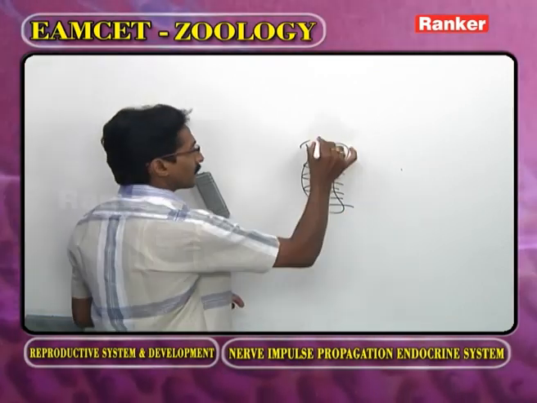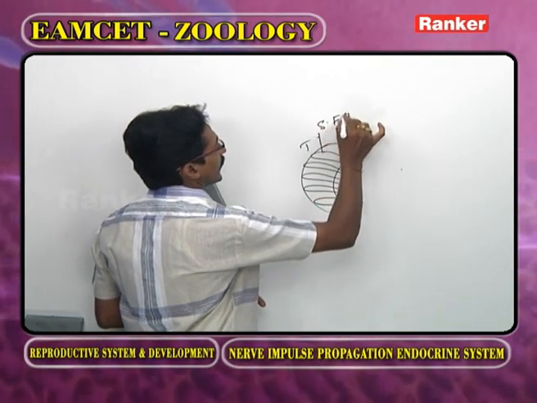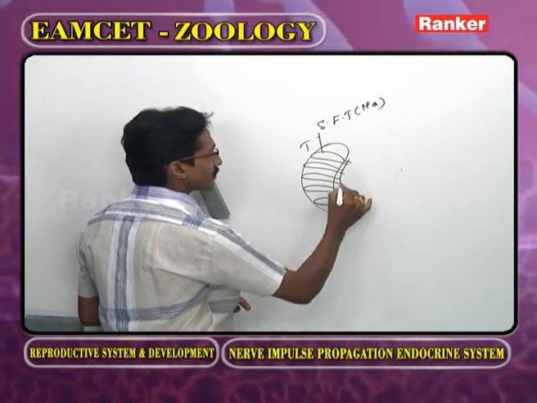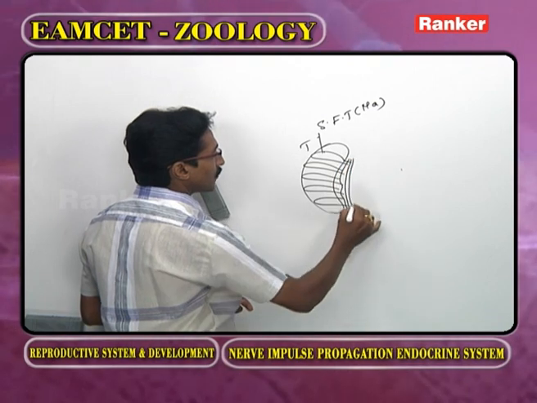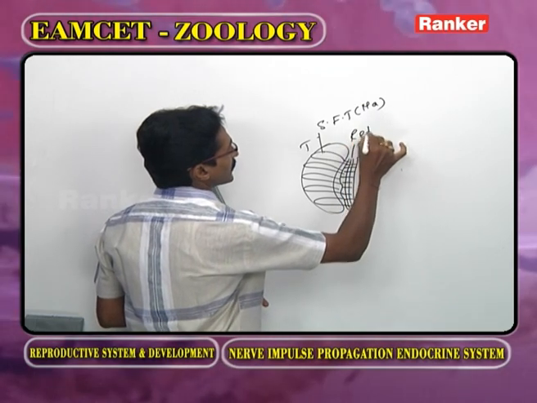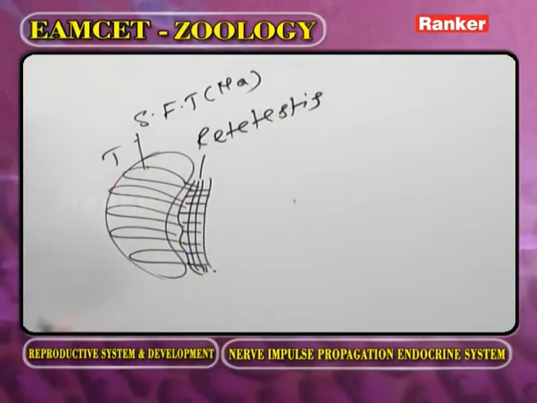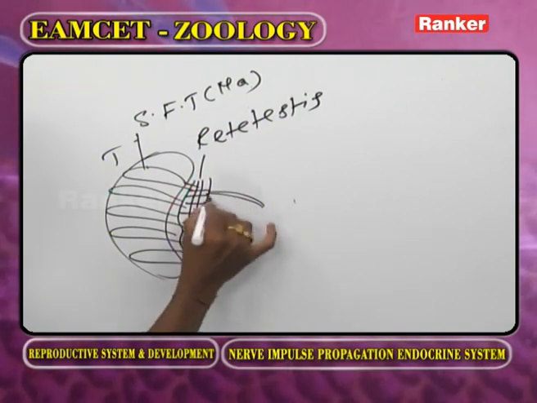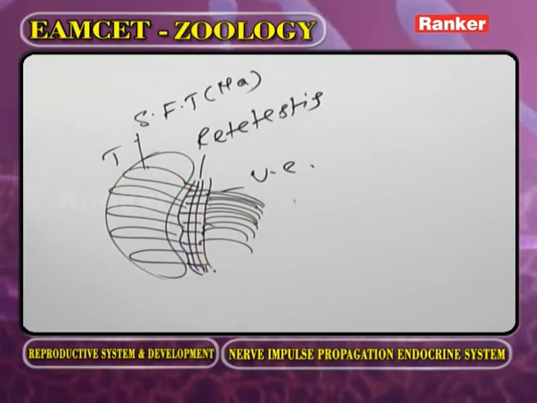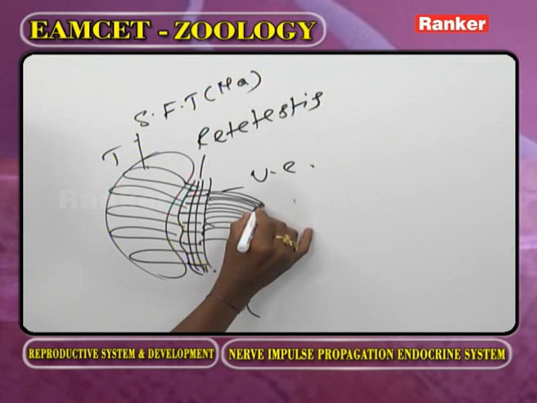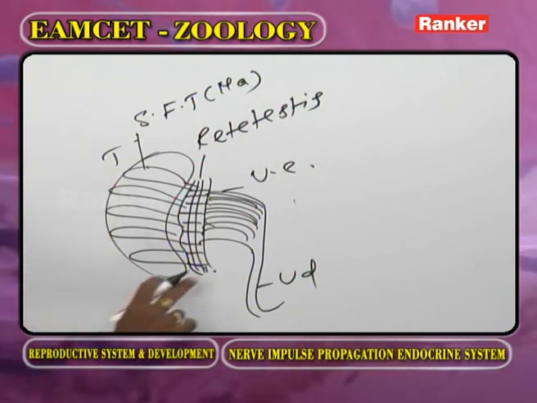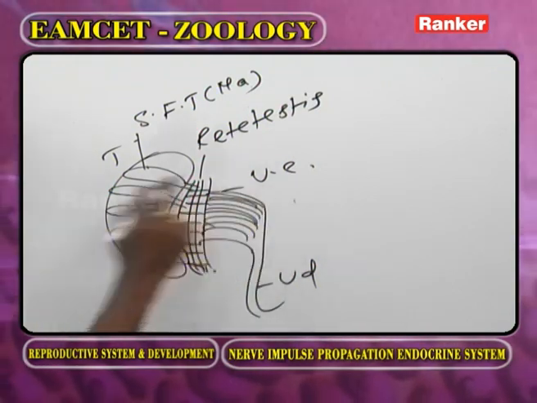Inside the testes, many seminiferous tubules. Ma means many. Now, all seminiferous tubules unite to form a network-like structure. This one we call the rete testis. From the rete testis, what will arise? Many vasa efferentia. Now, the vasa efferentia unite and come out as the vas deferens. Now, this part is present in the epididymis.